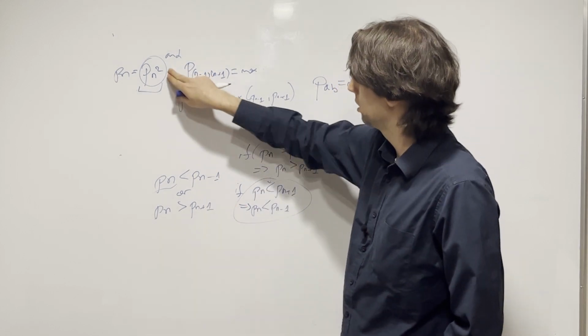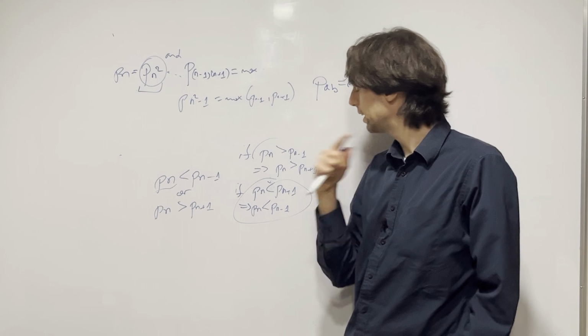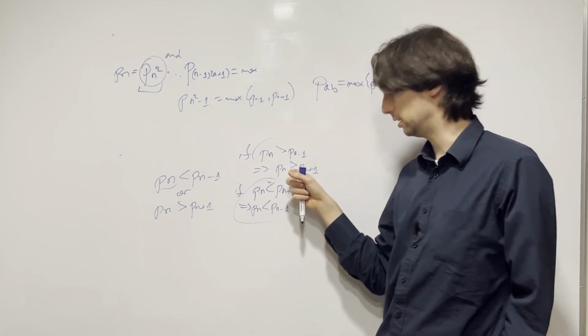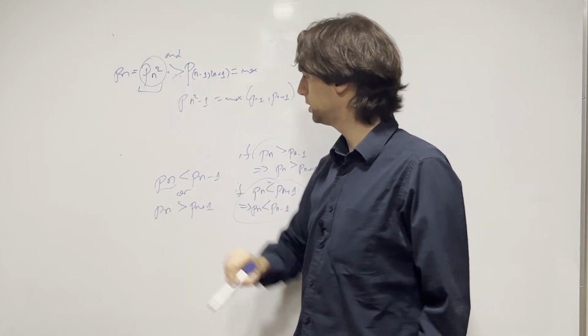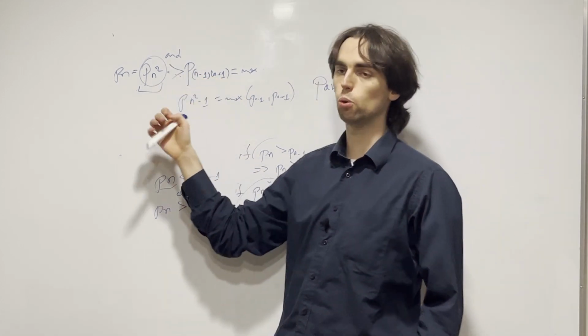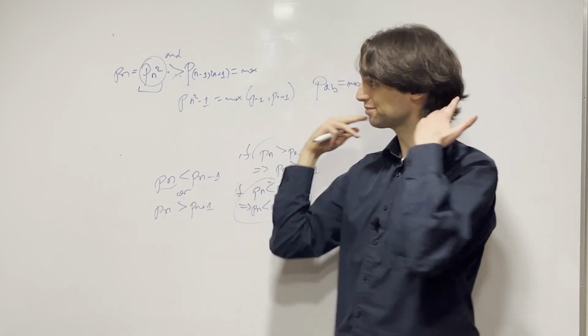So actually, we want to now look at this case. If p of n is greater than this, and then this implies it's greater than this, we have that, and this needs to hold true. Like this doesn't need to hold, this holds true then, right?